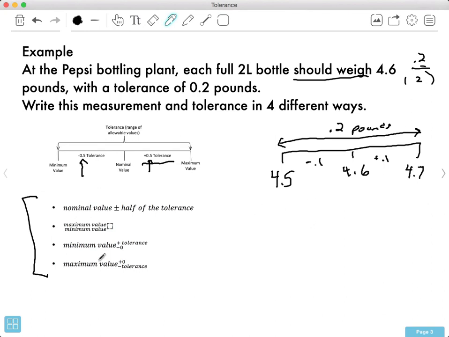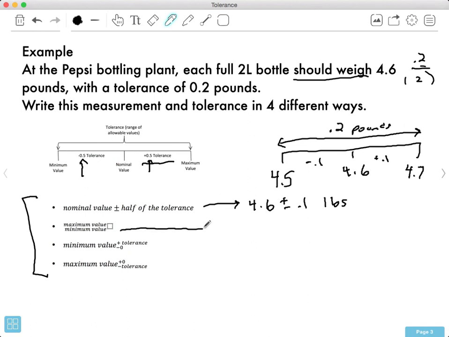Okay, so let's go through these and write out the 4 different ways that we can rewrite the tolerance statement here. The first way is the nominal value plus or minus half the tolerance. So the nominal value is 4.6, and then you put plus or minus, and then half the tolerance is 0.1, so plus or minus 0.1, and I'll put pounds at the end, LBS for pounds. Okay, that's the first way you could write that measurement. From 4.6 you go up 0.1 or down 0.1, and you're still okay.